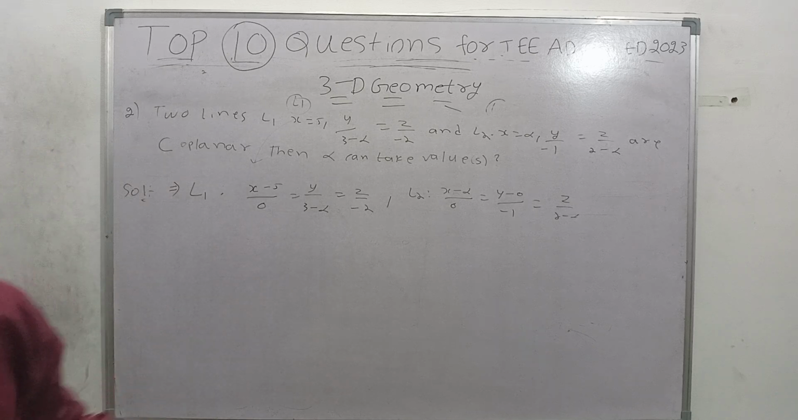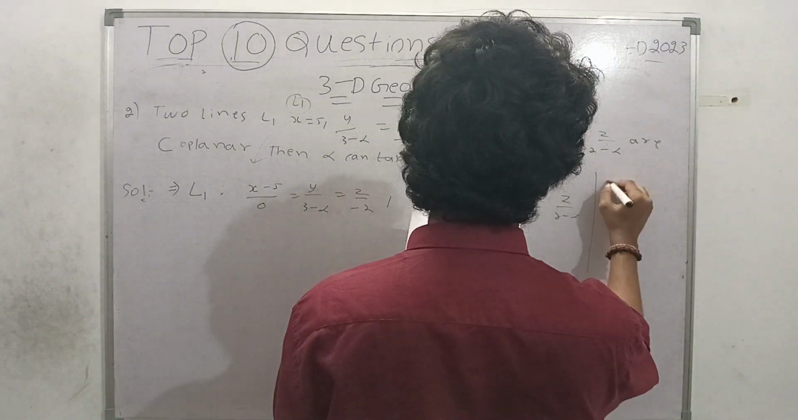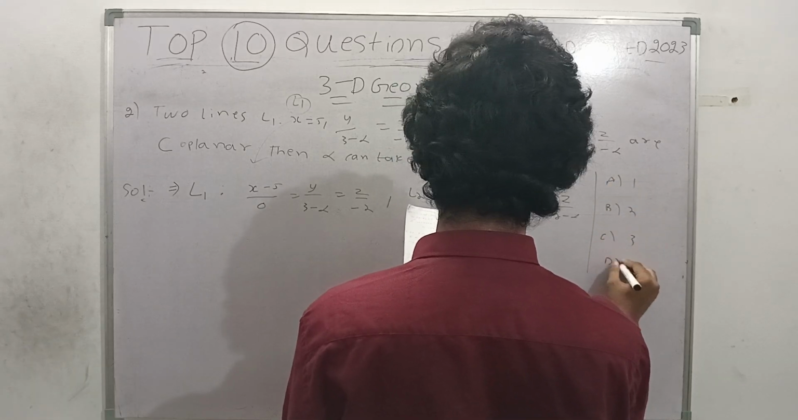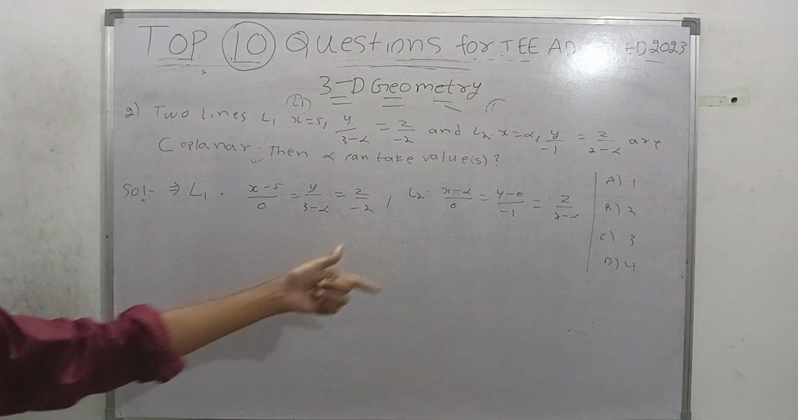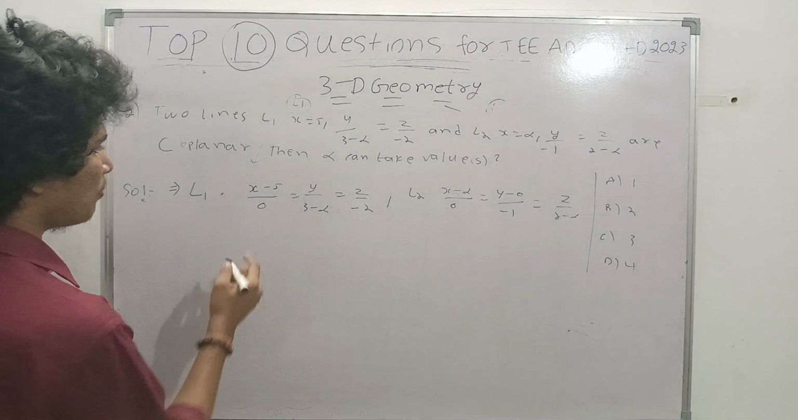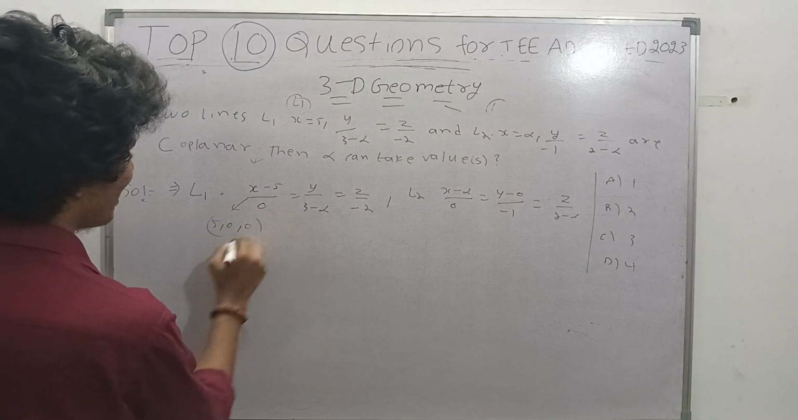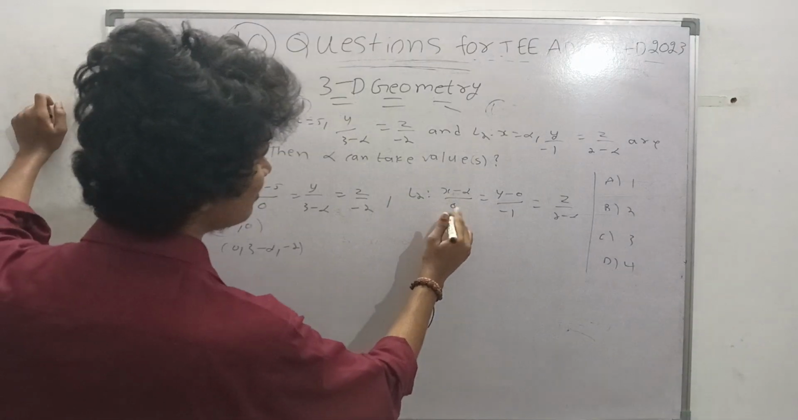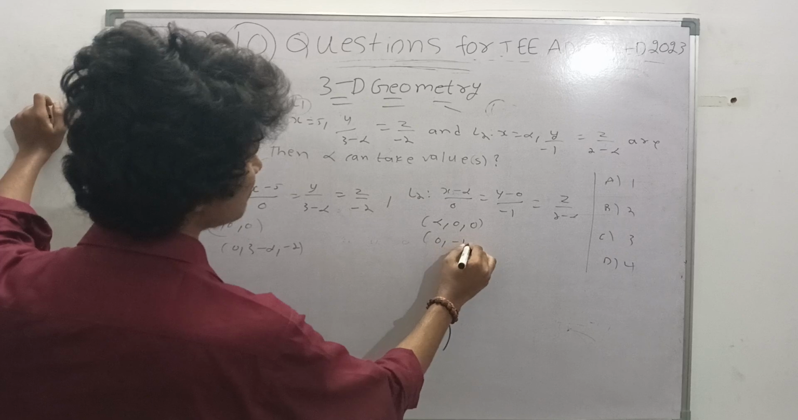And here, wait, I forgot to give the options. Option A is 1, option B is 2, option C is 3, option D is 4. Now if you observe carefully, these two lines are coplanar, they said. So when the lines are coplanar, we first have to deduce the points: 5 comma 0 comma 0 is a passing point, and the DRs are 0 comma 3 minus alpha comma minus 2. And for this line, it is alpha comma 0 comma 0, and here it is 0 comma minus 1 comma 2 minus alpha.